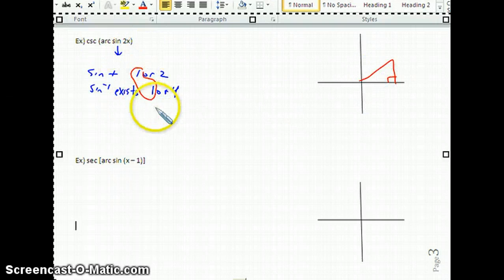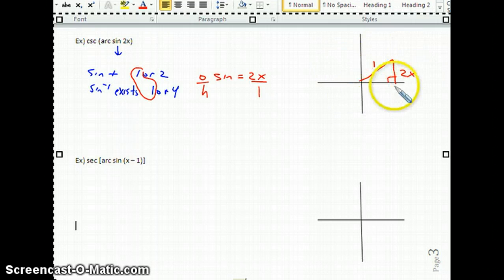And we already actually drew our triangle. We're saying now, draw a triangle that has a sine of 2x. So if I make that a fraction, it would be 2x over 1. Now from this triangle, what I want you to do is find the cosecant.